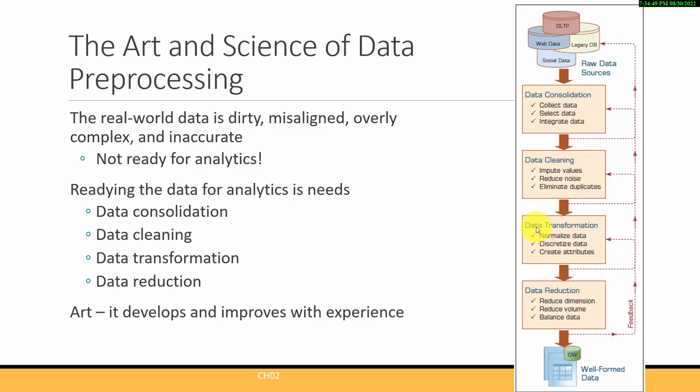The next phase is called data transformation. Transformation may include things such as normalizing of data, discretizing of data, or creating new attributes. So let's see what do these things mean. For example, if some of the values are too high and you think that they may bias your data, you may need to normalize the data between a certain minimum and maximum for all values to mitigate the potential bias.